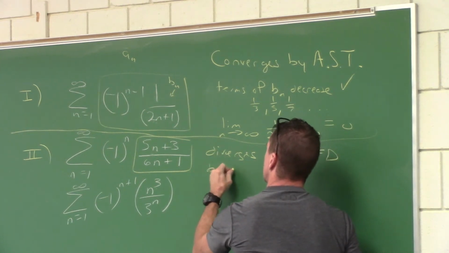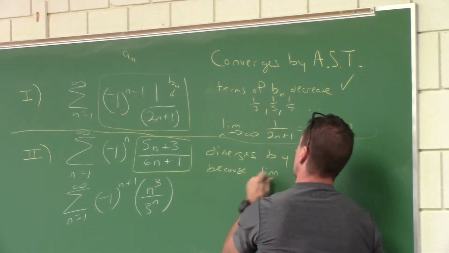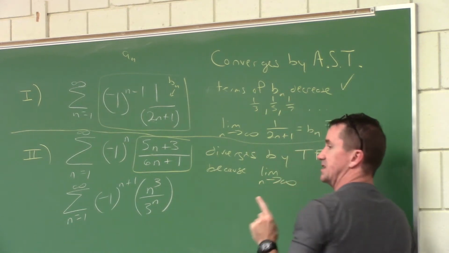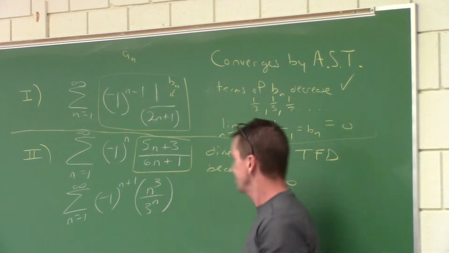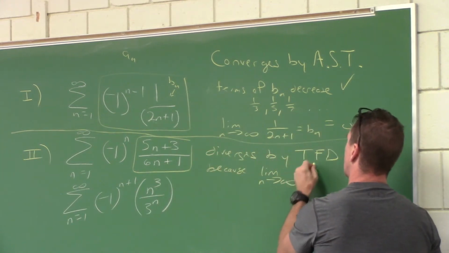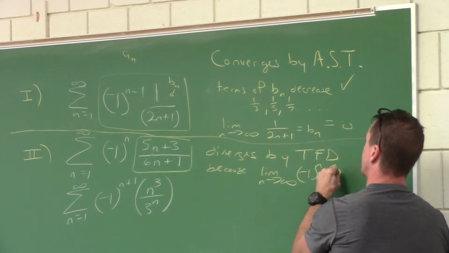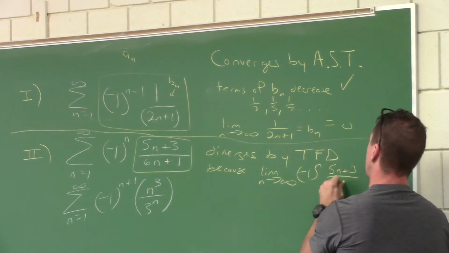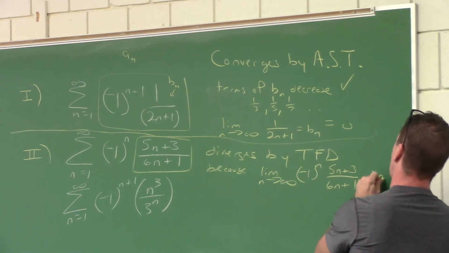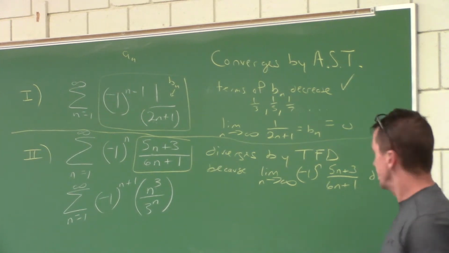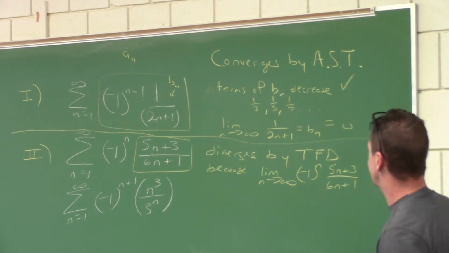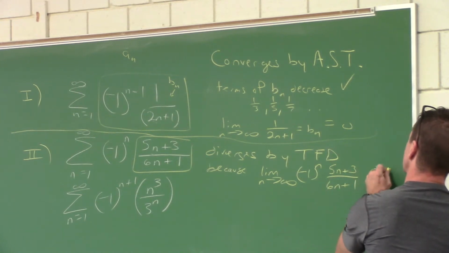Because the limit as n approaches infinity. Now notice with test for divergence, I have to think of the entire a sub n. Okay? All this, (-1)^n (5n+3)/(6n+1), does not exist. I worry that you look at that and might say 1, so I'm going to write does not exist. Does not exist.